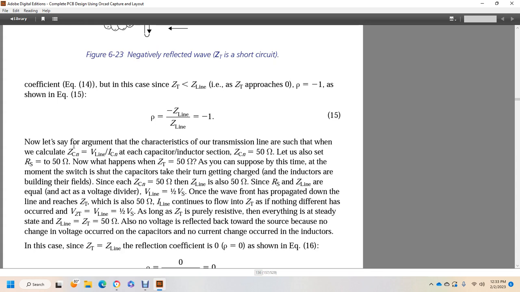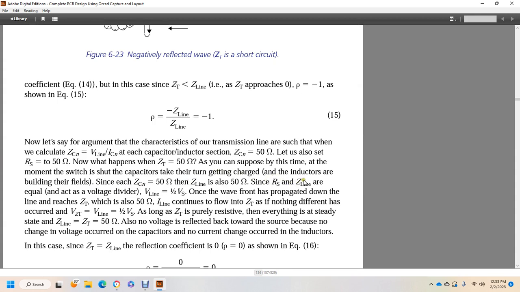For each capacitor-inductor section, the impedance is equal to 50 ohms. Let's assume the resistor start is equal to 50 ohms. Now the total impedance is equal to 50 ohms. As you can suppose, at the moment the switch closes, the capacitors take on charge and the inductors build up fields, with the impedance equal to 50 ohms, while the line impedance is about 50 ohms.